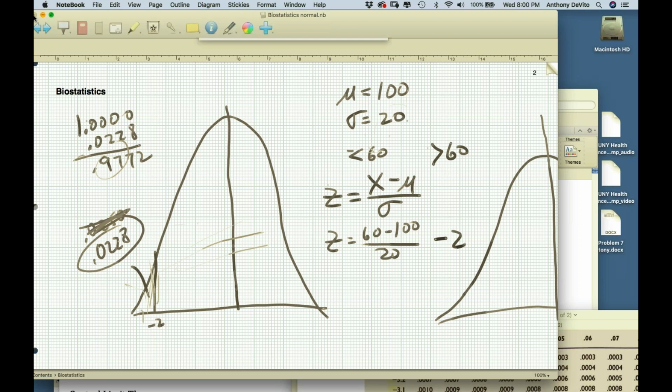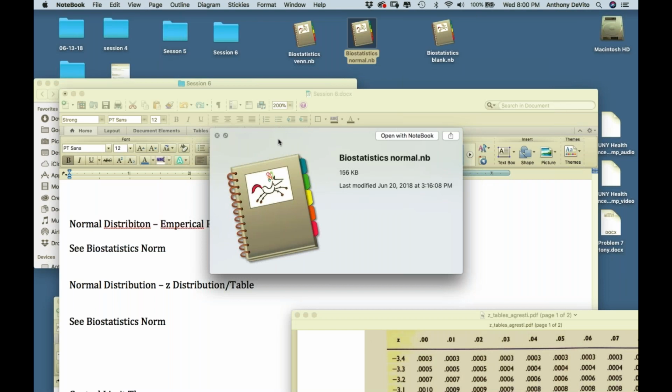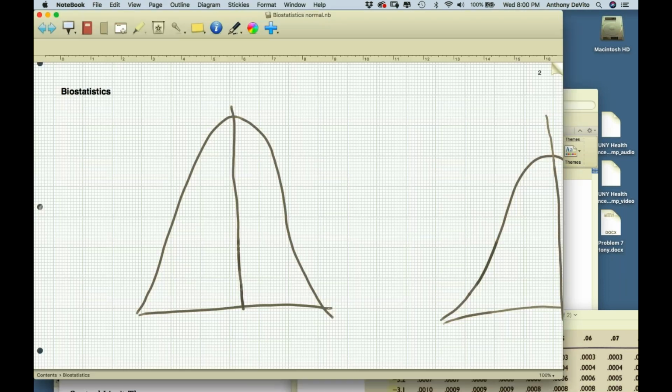Let me start with a fresh sheet. Okay, so let's say I told you that the mean for this population is equal to 150, and the standard deviation is 10. What if I were to ask you, what's the probability that if you randomly selected someone from this population, their weight would be less than 137? Less than 137, okay.